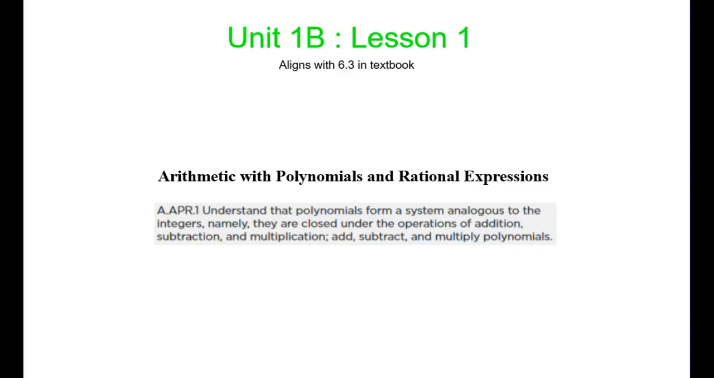Unit 1B, Lesson 1. This lesson will align with 6.3 in your textbooks. The one standard we are going to discuss in this lesson: understand that polynomials form a system analogous to the integers, namely, they are closed under the operations of addition, subtraction, and multiplication. So we're going to add, subtract, and multiply polynomials.